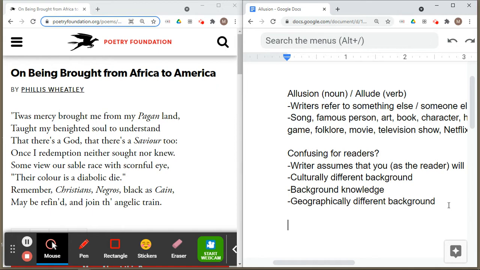Now that we have a working definition of what allusion is and why it might be confusing to readers, we're going to look at a poem. Keep in mind, this was written in the late 1700s, so have that in the back of your mind as you look at this poem. One of the reasons I selected this poem by Phillis Wheatley is because it's a great poem to use not only for allusion, but also for another literary device that we will be looking at in a different video called allegory.